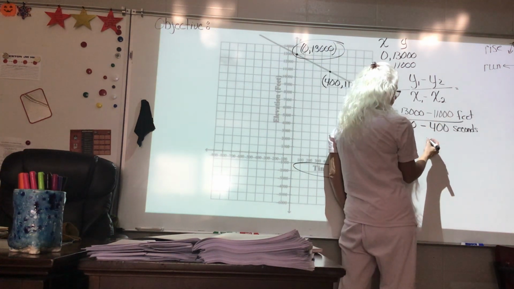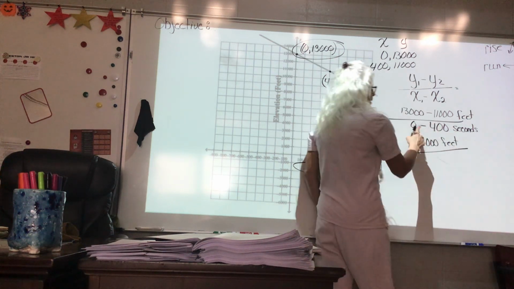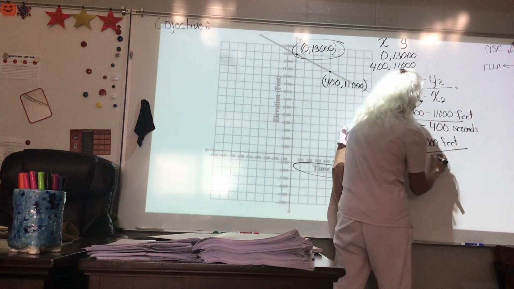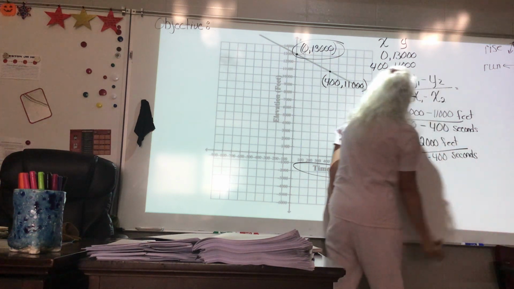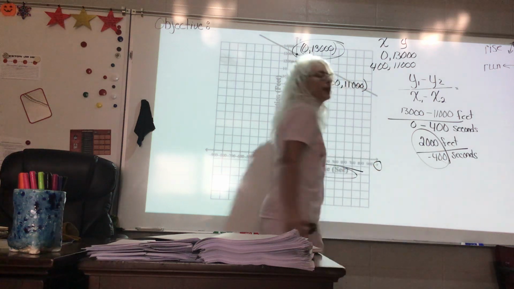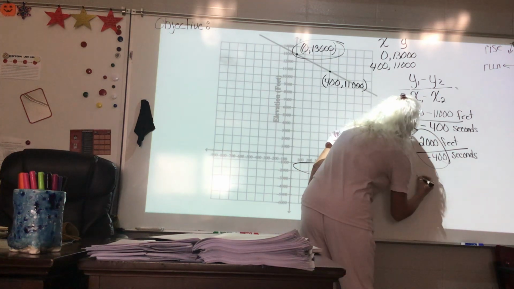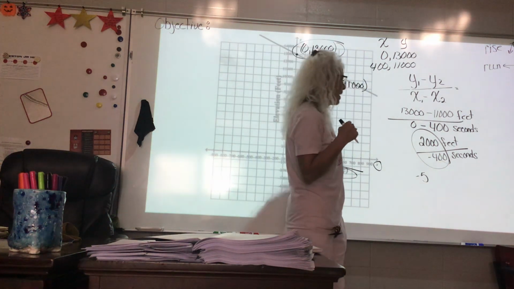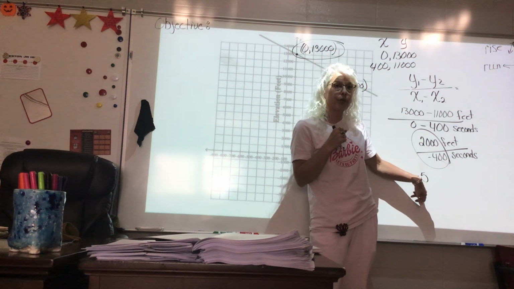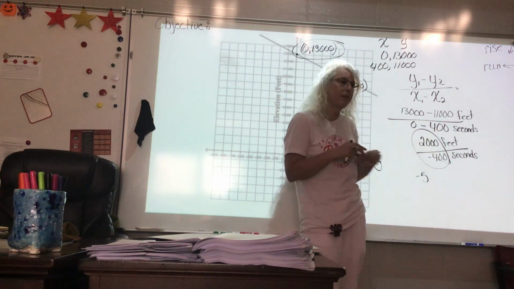13,000 minus 11,000 feet is 2,000 feet. 0 minus 400 seconds is negative 400 seconds. What am I going to do to my leading numbers? Divide. So 2,000 divided by negative 400 is negative 5. Okay. For some reason my brain was saying negative 50, and it took me a minute to figure it out. Since that's a whole number, that's what we're going to use. But remember, in Savas, if it's not a whole number, you just need to simplify the division problem.